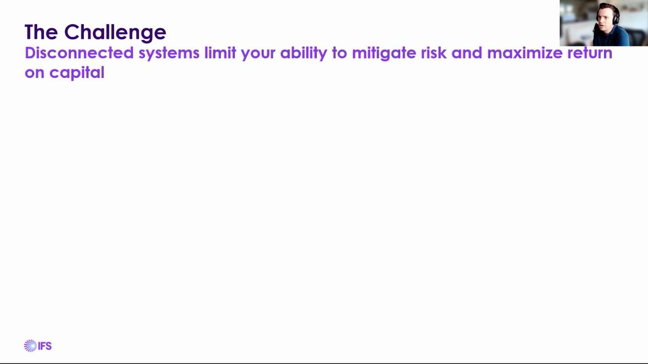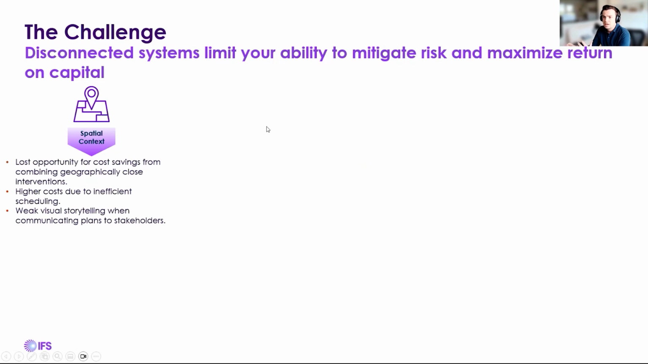And then the next most common barrier is those disconnected systems, which can limit your ability to mitigate the maximum risk and maximize the return on your implementation. So putting a bit of color to what these challenges can be, specifically to a connected enterprise, is that spatial context. So, considering projects in space, not just as a line in a database, and being able to deliver additional benefits through cost savings or combining investments.